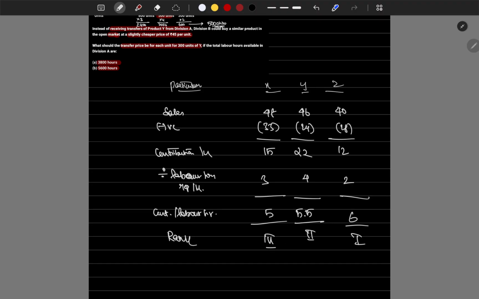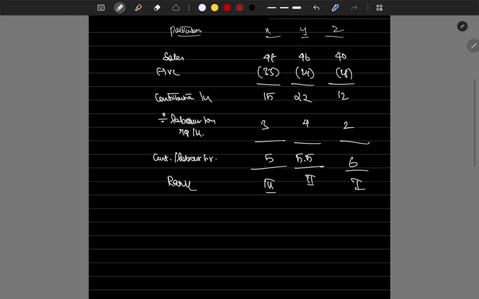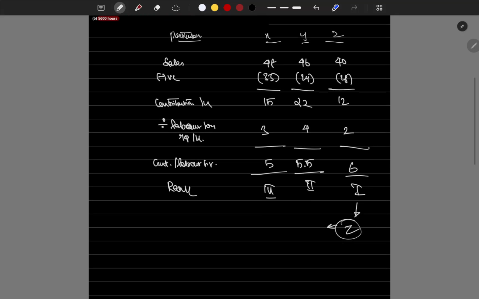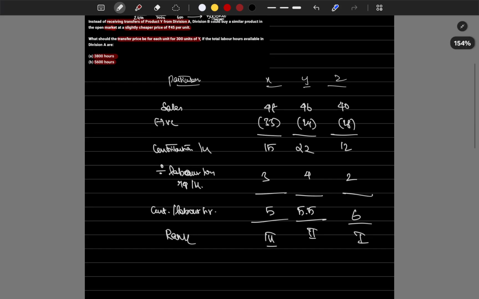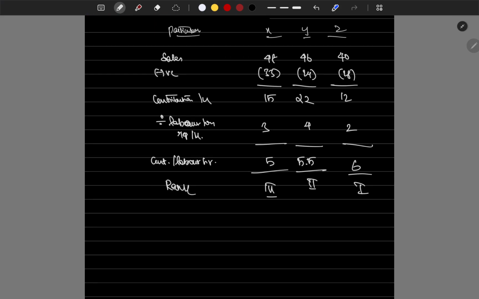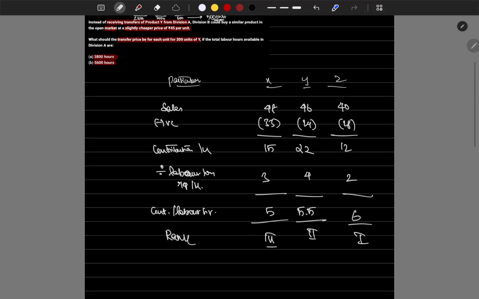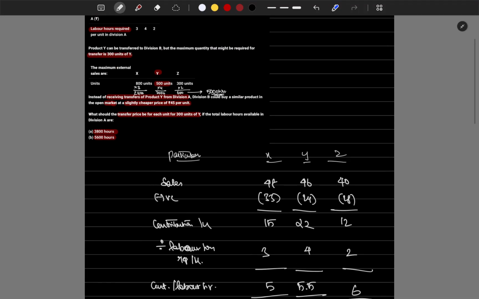So as a manufacturer, which one will I be interested to produce more? I am interested in producing product Z, but there is a demand of only 300 units. So I'll allocate only the 600 hours required for the 300 units. Now what we have to do is decide what the transfer price should be for each unit of the 300 units of Y.